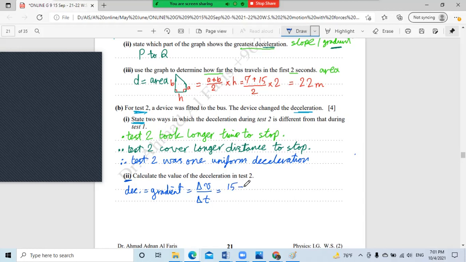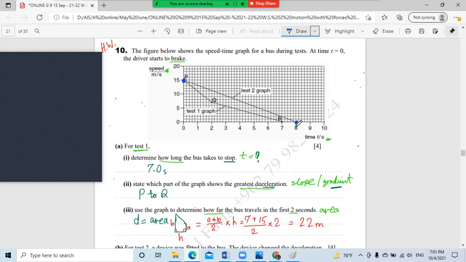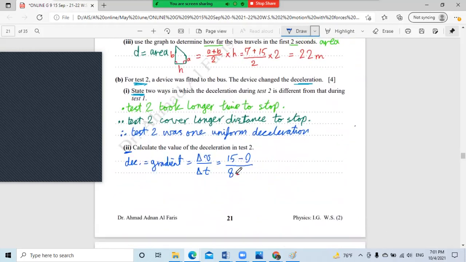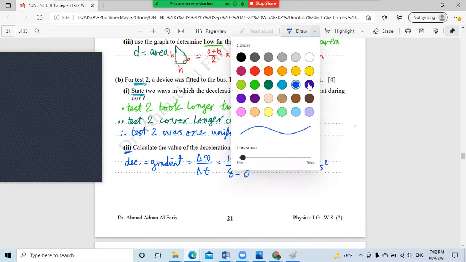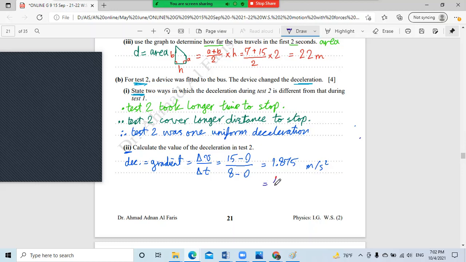So it's 15 minus 0 divided by the time. How long does it take? It takes 8 seconds, so 8 minus 0. And the answer will be 1.875 meters per second squared. If you don't want, you can write 1.9 meters per second squared. That's 2 significant figures. So it doesn't matter which one is your answer, both are accepted. You can write 1.875 as you found in the calculator, or 1.9 to 2 significant figures.